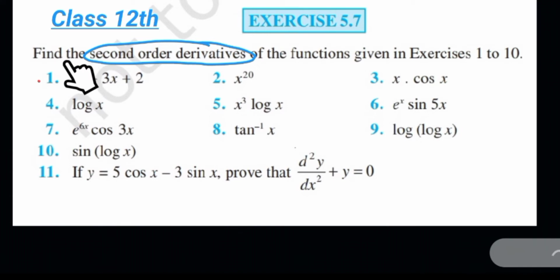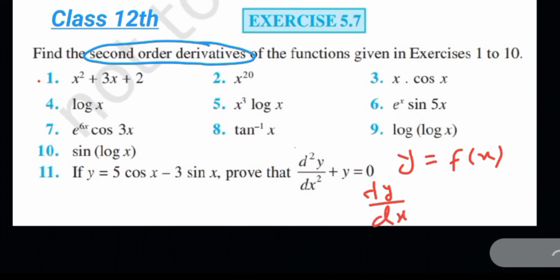What we have to do in this chapter is find the second order derivative of the functions given in exercises 1 to 10. Second order derivative, you know, right? If y is a function of x, first I am finding dy upon dx, that is called the first derivative. So the first derivative is nothing but dy upon dx.